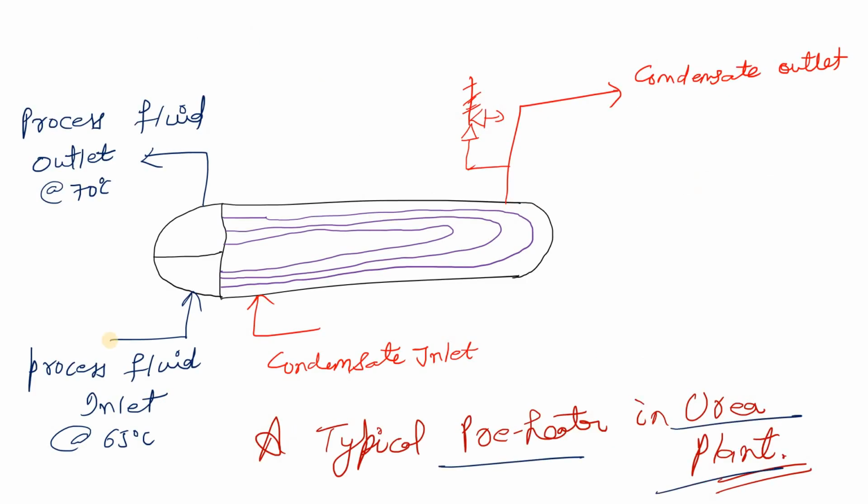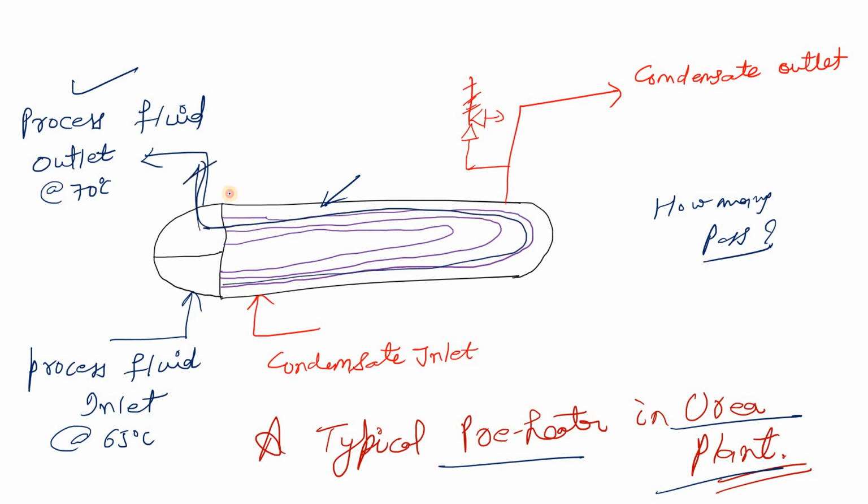So this is one typical heat exchanger which I have seen in a urea plant. Here you could see this is the shell of the heat exchanger, and these are the tubes, the U-bend tubes. Now let me know in the comments box how many parts this heat exchanger has. Simply see here, your process fluid is entering from here, meaning it will go in the tube side, and then it is going to exit from here, right? It will go like that, and then it will come out from here. This is your condensate inlet and this is your condensate outlet.